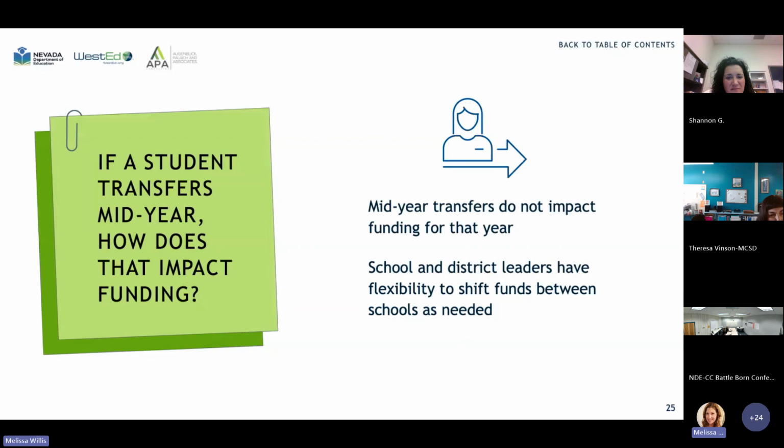School and district leaders have the flexibility to determine how to shift resources between schools to best meet student needs. Any changes in student needs and location will be accounted for in the next school year's budget. If a student moves after October 1, this adjustment will be accounted for in the following school year.